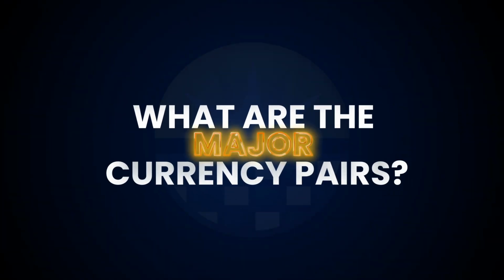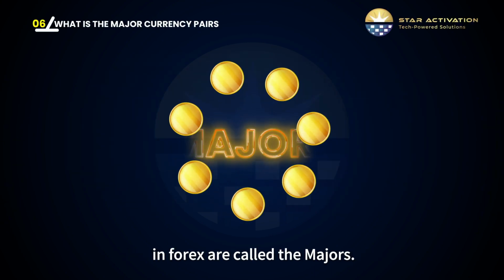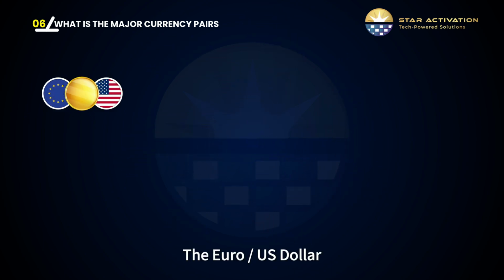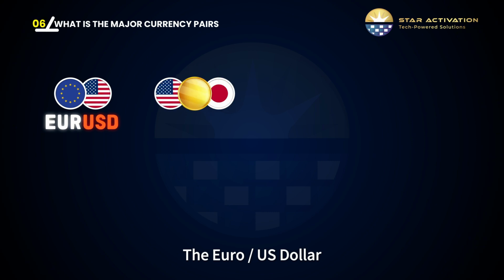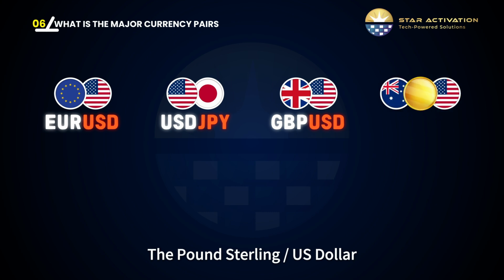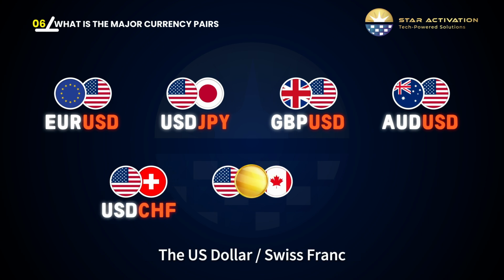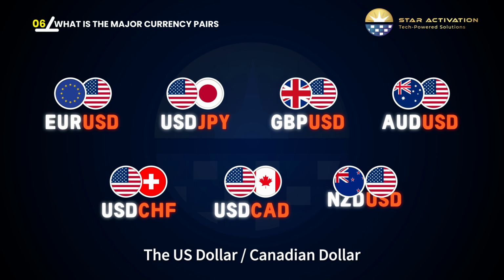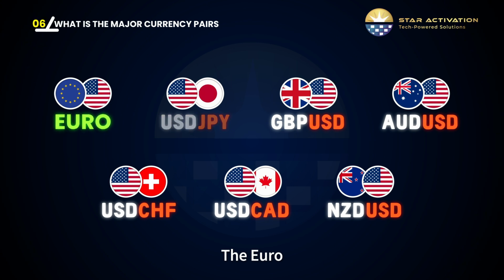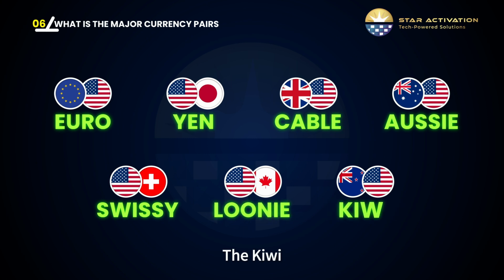What are the major trading currency pairs? The 7 most traded currency pairs in Forex are called the majors. They are the euro per US dollar, the US dollar / Japanese yen, the pound sterling / US dollar, the Australian dollar / US dollar, the US dollar per Swiss franc, the US dollar / Canadian dollar, the New Zealand dollar / US dollar. The majors are often referred to by their nicknames: the euro, the yen, the cable, the Aussie, the Swissy, the Loonie, the Kiwi.